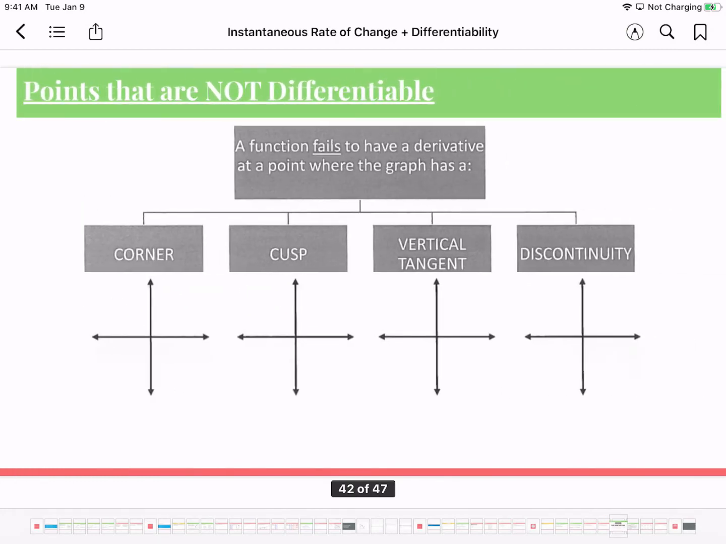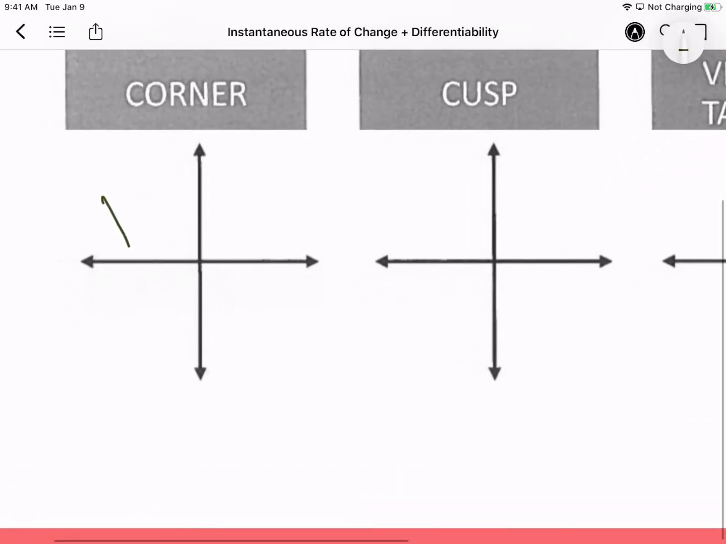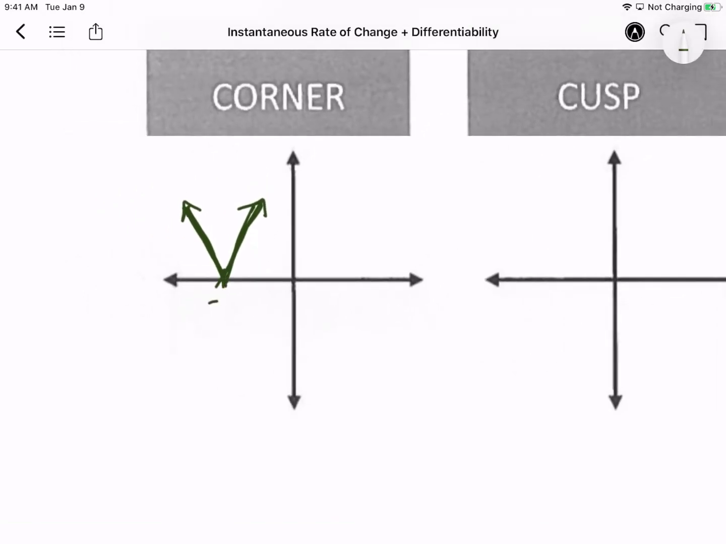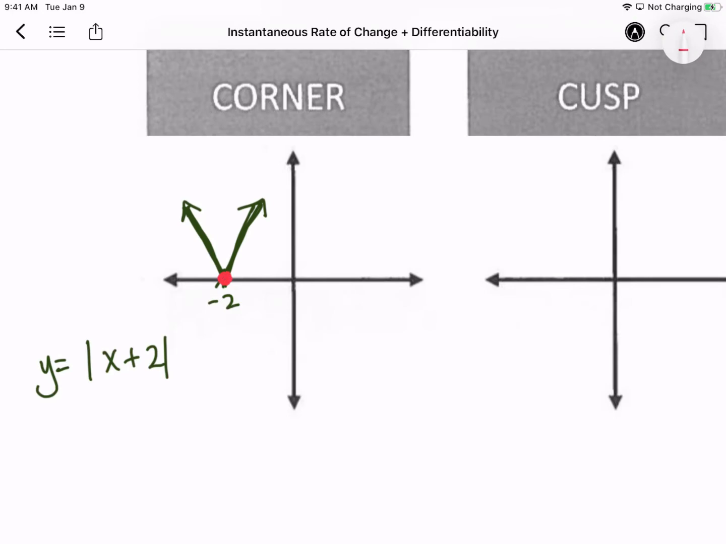Okay, let's do some more notes and look at what differentiability looks like graphically. A point fails to have a derivative at points where the graph has either a corner, cusp, vertical tangent, or discontinuity. So a corner is exactly what it sounds like. A corner looks like this. Kind of like an absolute value, or exactly like an absolute value. So if this is at -2, this would be the equation y equals the absolute value of x plus 2, and I would know that it is not differentiable at -2.